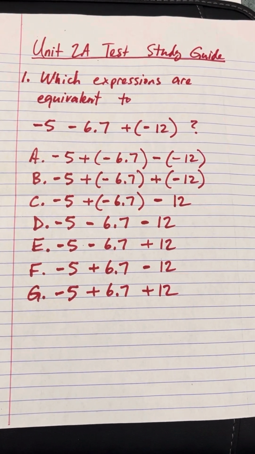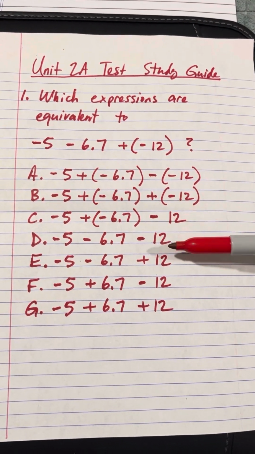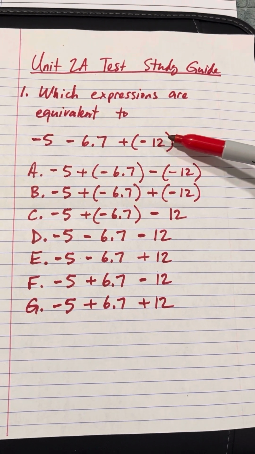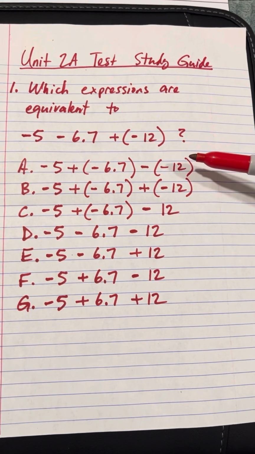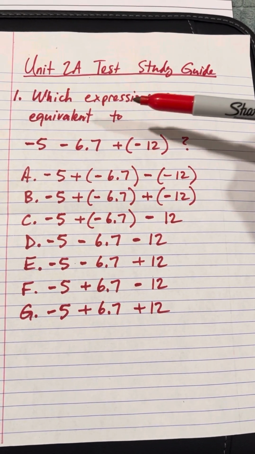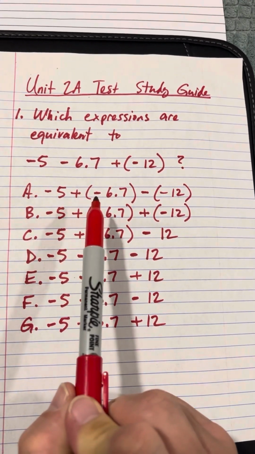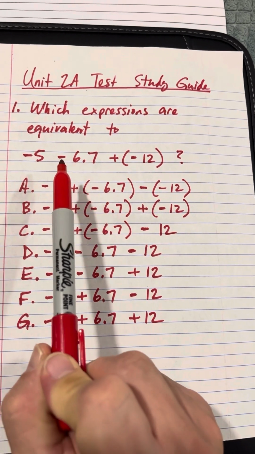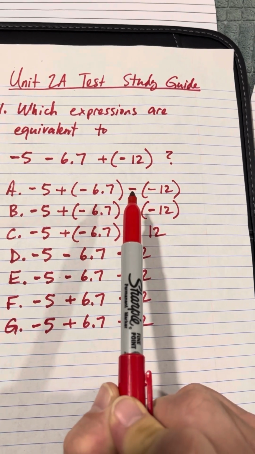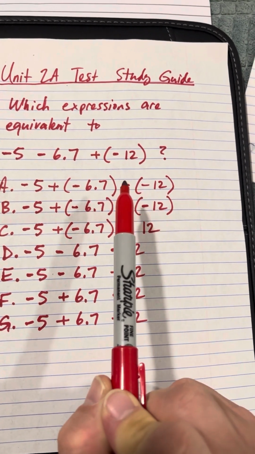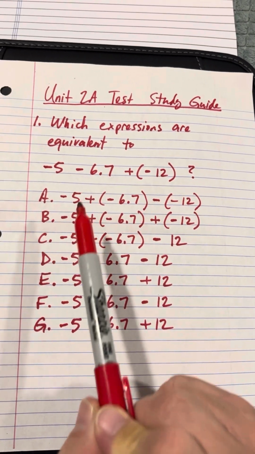All right, here we go. What we're going to do is go through each option and see if it matches with this expression here. Let's start with the first one. -5. Yep, those match. Plus -6.7. Well, this is another way. Remember, plus and negative is the same thing as subtracting. So everything looks good so far. And then it says minus -12. Well, this right here does not match with this right here. So it cannot be A. We know it's not A.